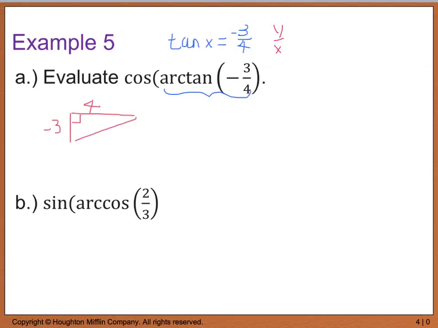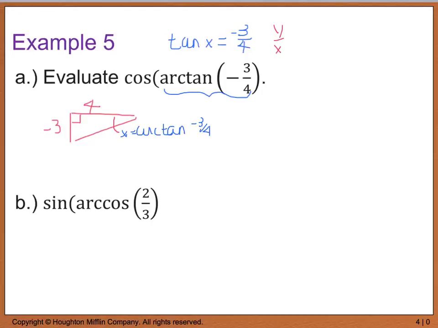And this angle here, because I'm dealing with tangent and I want my opposite divided by my adjacent side, that's how I know I'm dealing with this, because -3 is opposite, 4 is adjacent. This here is going to be my angle x, which is equal to the arc tangent of -3/4.